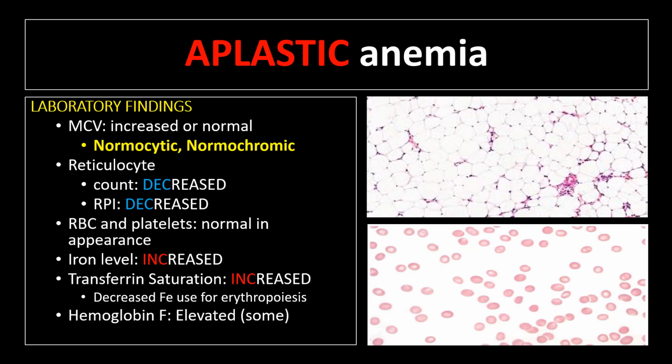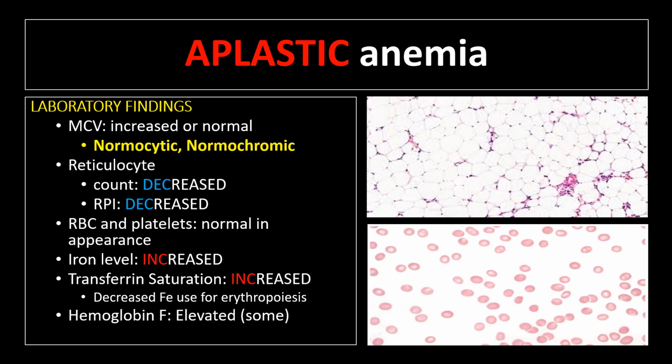Shown in this slide are other laboratory findings we can see in aplastic anemia, in which we have the MCV, or the mean corpuscular volume, which can be increased or normal, and this aplastic anemia was classified as a normocytic normochromic type of anemia. If you could recall in Hematology 1 discussion, I've mentioned this mnemonic AHA, in which these are classified as normocytic normochromic anemia. So aplastic anemia belongs to that AHA, so it is normocytic normochromic anemia. We also have reticulocyte count and reticulocyte production index, which are decreased in aplastic anemia. And the red blood cells and platelets can assume normal appearance, as shown in the rightmost image.